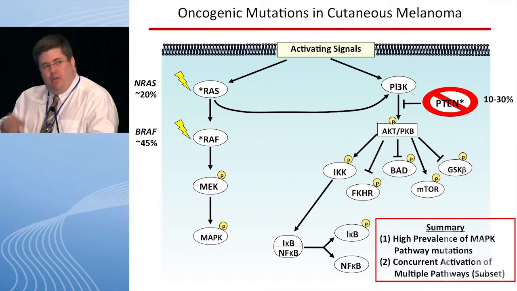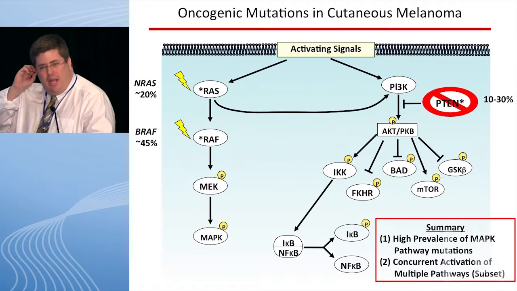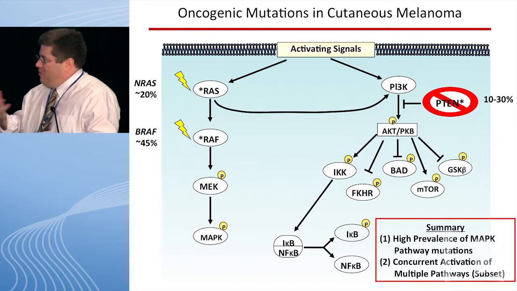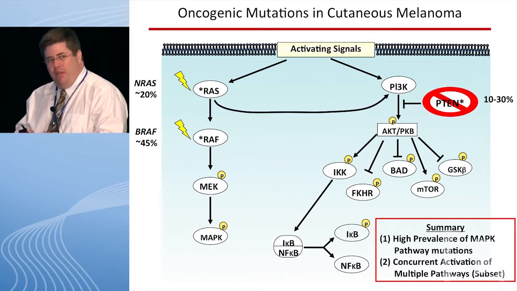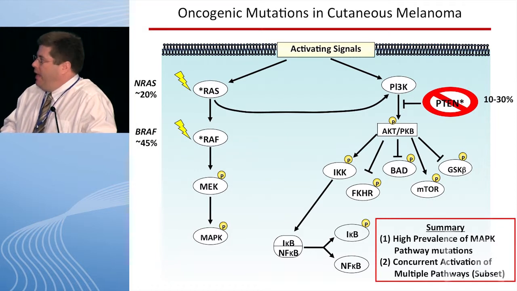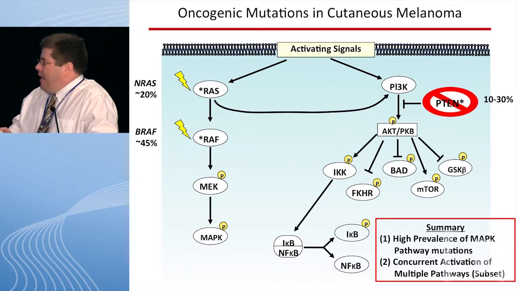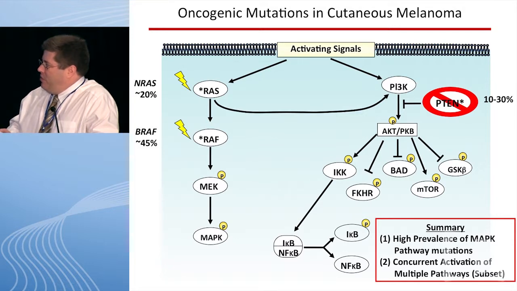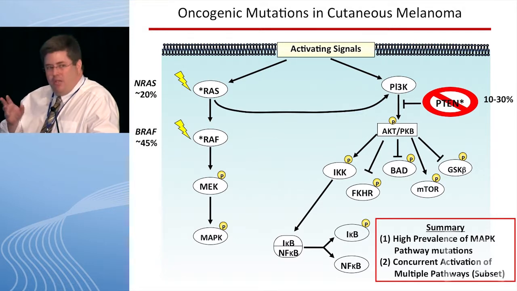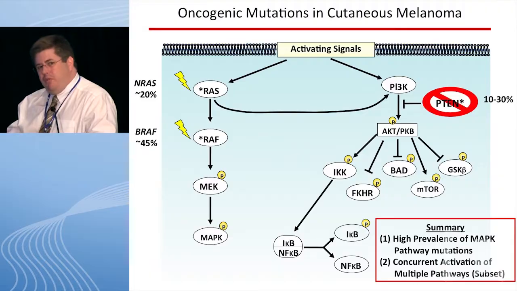For the last few years, I've been putting up this same slide at the beginning of most of the talks I give at meetings and to fellows, talking about the recurrent events that we know of in melanoma that are driving this disease. Clearly the sentinel event in understanding the molecular biology of these tumors was the discovery in 2001 that almost 50% of cutaneous melanomas have point mutations in the BRAF gene.